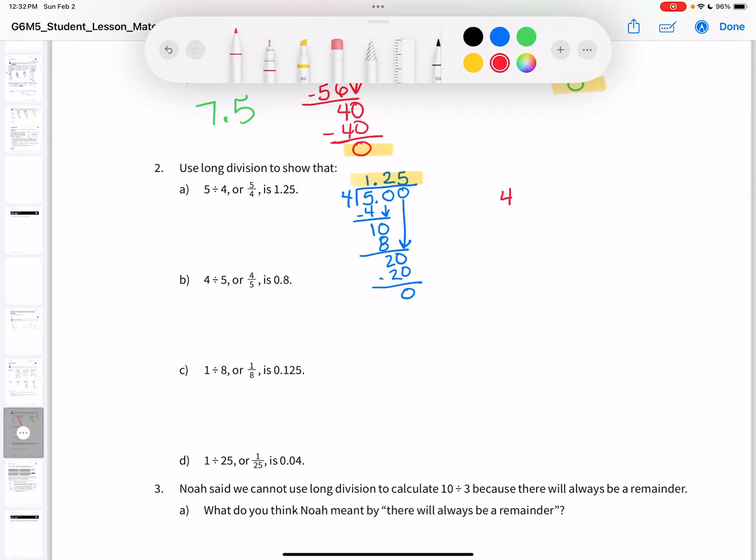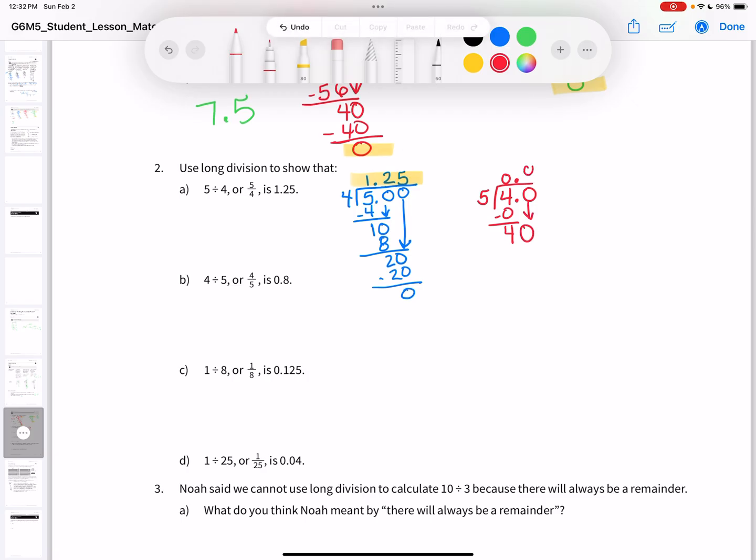4 divided by 5. Well, 5 goes into 4 0 times. So that leaves us with 0, because 5 times 0 is 0. So we subtract, bring the 4 down. We have to add our decimal 0. We bring our decimal up into our answer, bring our 0 down.